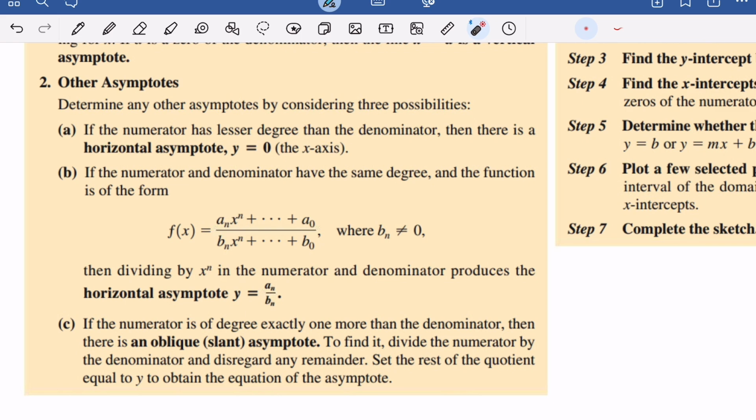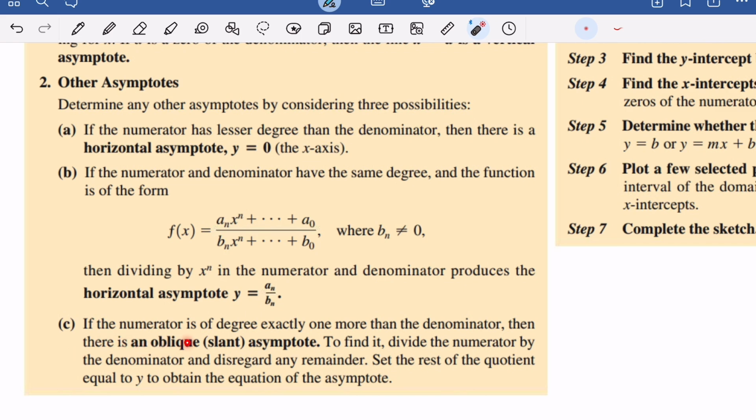In order to determine this, we're going to be looking at the degree of the polynomials in the numerator and denominator of our function. There are 3 cases here. If the numerator has lesser degree than the denominator, then we automatically have a horizontal asymptote at y is equal to 0. However, if the numerator and the denominator have the same degree and the function is of this form, then we can find the horizontal asymptote by dividing the leading terms of both polynomials. Obviously, if they're the same degree, the variable parts cancel, and we just end up with the coefficients of the leading terms.